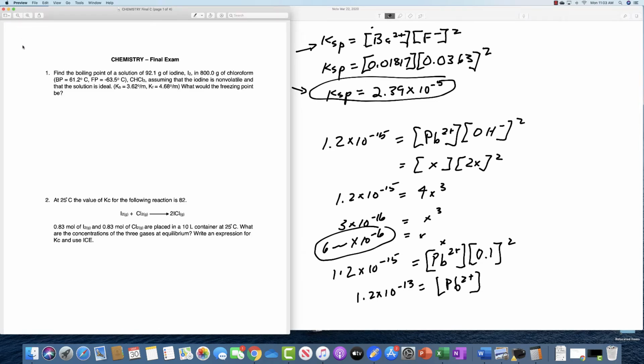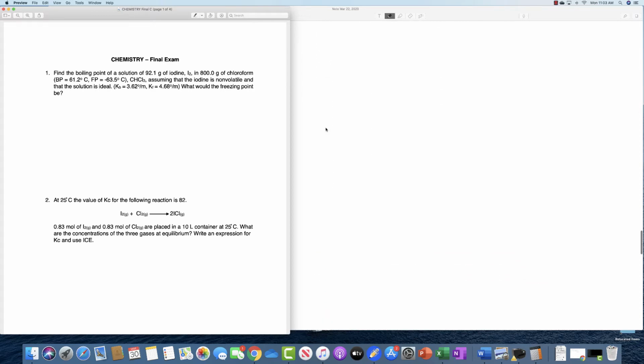Now let's move on to the final examination. The first question here wants us to find the boiling point of a solution that has 92.1 grams of iodine and 800 grams of chloroform. And the boiling point of chloroform is 61.2. The freezing point is minus 63.5. And the boiling point constant is 3.62, and the freezing point constant is 4.68. So let's look at this.